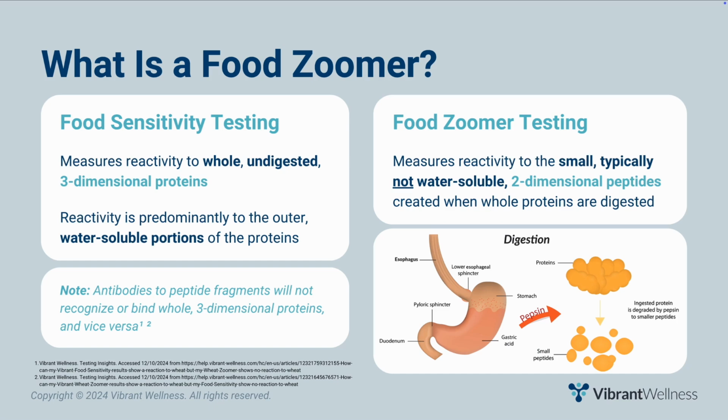Food sensitivity testing measures reactivity to whole, undigested, three-dimensional proteins. Since proteins exist in aqueous, aka watery environments, reactivity to whole proteins is predominantly to the outer, water-soluble portions of the proteins. In contrast, food zoomer testing, like the Korn-Zoomer, measures reactivity to the small, typically not water-soluble, two-dimensional peptides created when whole proteins are digested into smaller fragments.